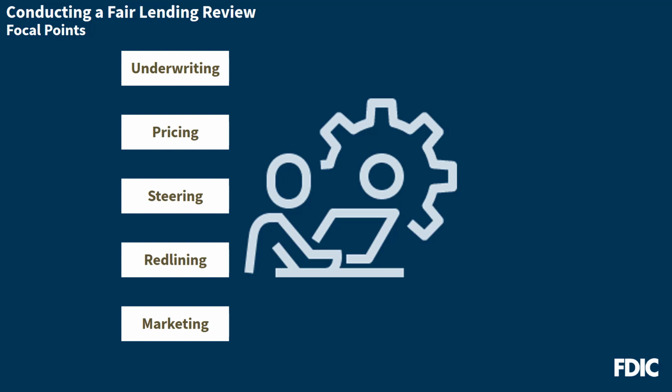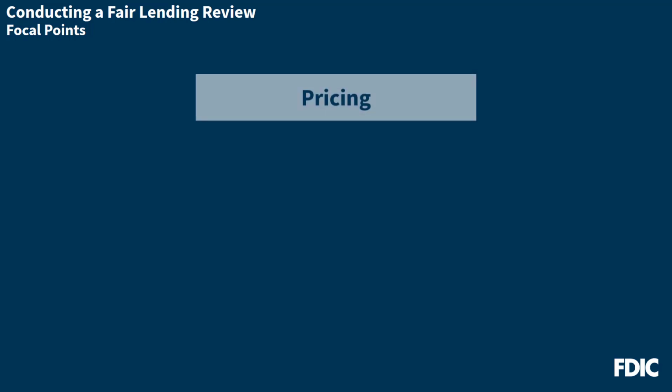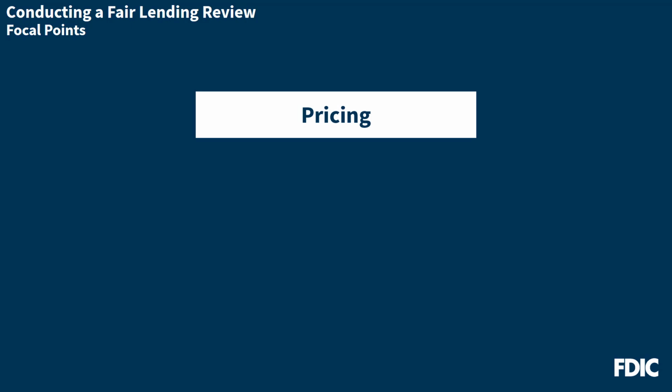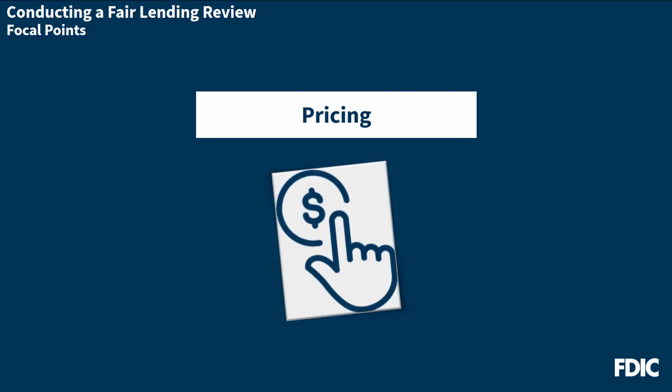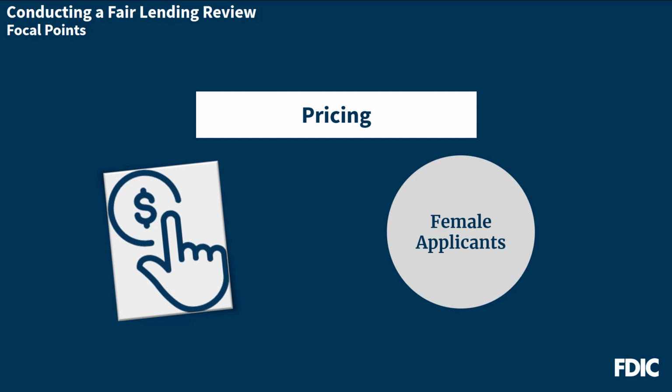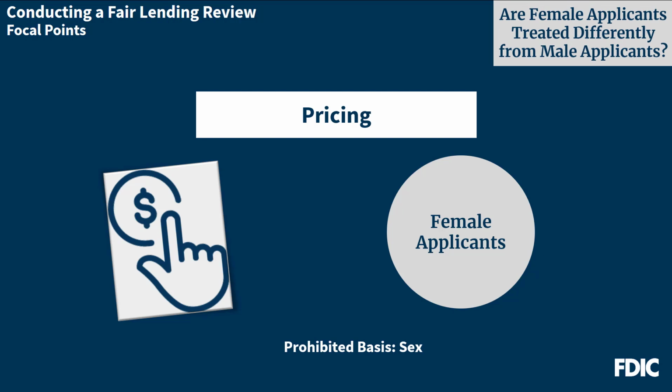For example, if there was fair lending risk relating to loan pricing relative to the applicant's gender, the examiner could pick a focal point to evaluate pricing discrimination risk in more depth. This could involve selecting a product to review, such as automobile loans, and a target group, female applicants, to test the prohibited basis of sex. In this example, examiners would test whether female applicants for auto loans were priced higher than similarly situated male applicants. This focal point analysis would assess whether the bank treated female applicants differently from similarly situated male applicants.